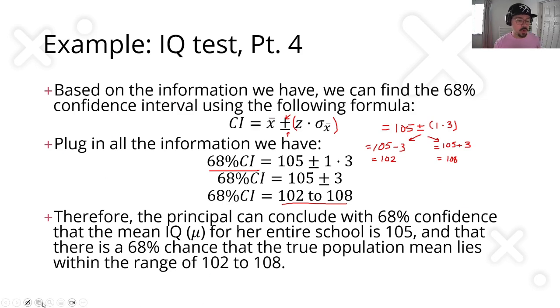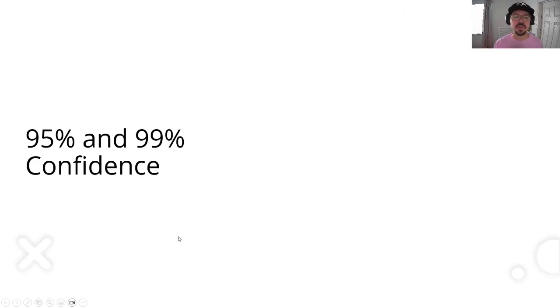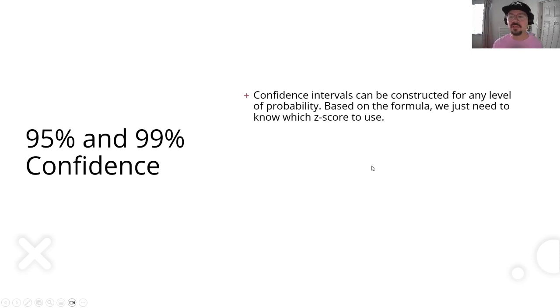While we are working with a 68% confidence for this particular example, as I mentioned, 95 and 99% are the more common confidence intervals that you're going to find. So confidence intervals can be constructed for any level of probability. So we did 68. We're going to talk about 95 and 99, but you could create it for 97 or 70. You can create confidence intervals for that. However, in this class, we're going to be focused largely on 95 and 99.